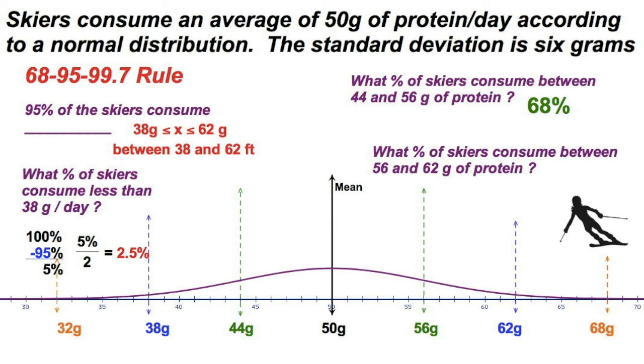What percentage of skiers consume between 56 and 62 grams of protein? That's between here and here. Now, we already had this worked out, and I think you all remember that when you took your notes. But if you had to work it out from the numbers, again, you'd say, well, let me see. Everything within plus or minus 2 standard deviations is 95%. I subtract from it plus or minus 1 standard deviation, 68%. I have 27%, which is evenly split on both sides of the symmetrical curve, and that gives me 13.5%.